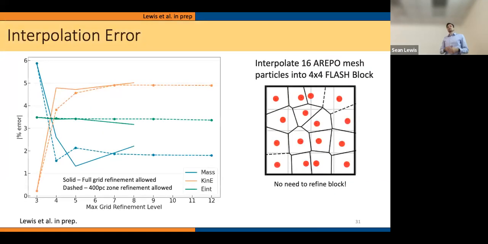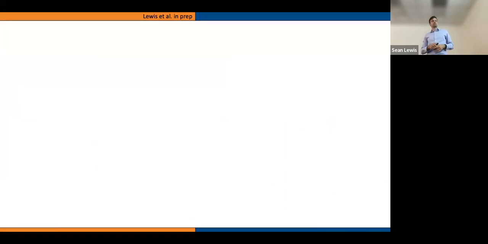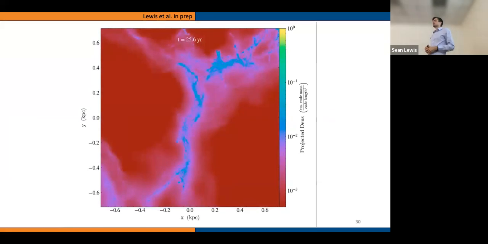Okay. Yes. Question. When you do your correspondence between the two systems, does that process preserve the number of particles? Good question. That's the next slide.